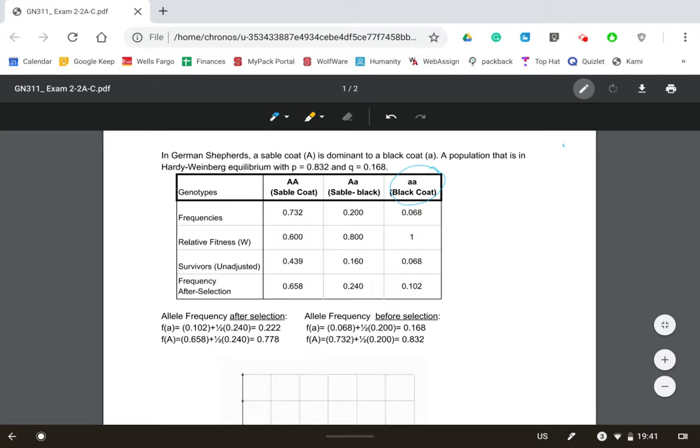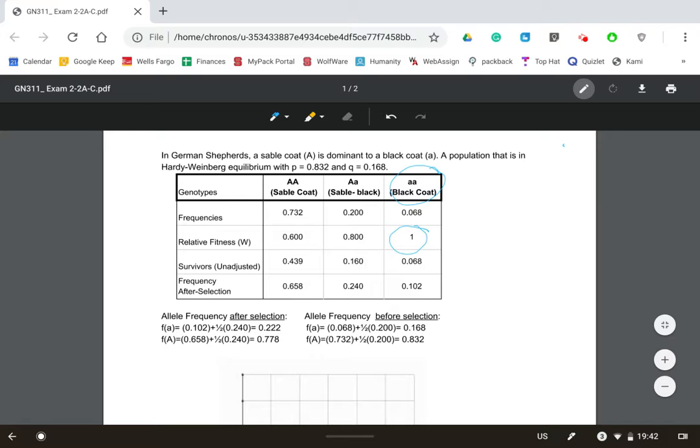So normally fitness refers to the ability to survive and reproduce. Since we are dealing with possibly breeding German Shepherds and selection traits, we're going to say that this helps them camouflage themselves in the dark. And since the black coat is selective, it's going to have the highest fitness compared to the other traits.